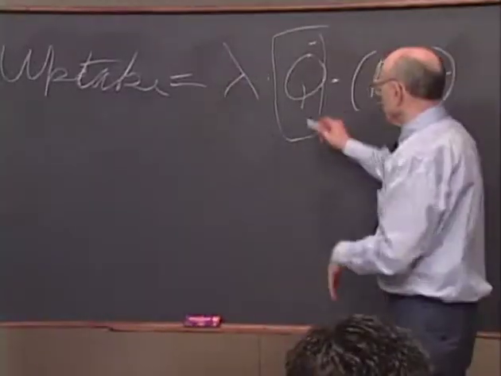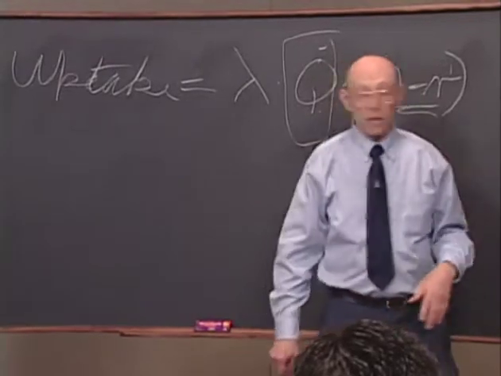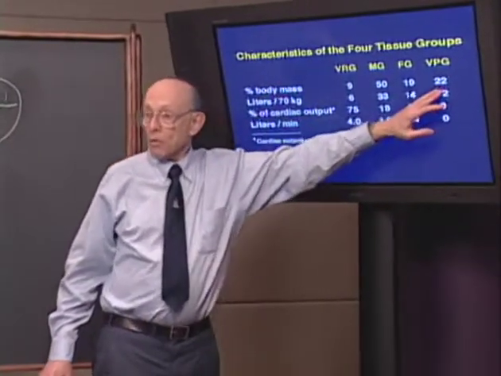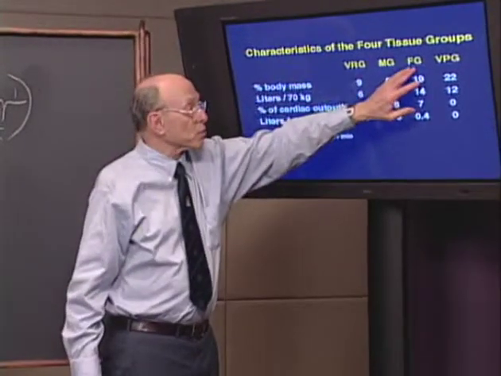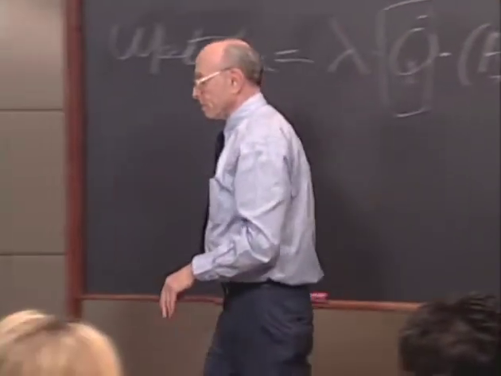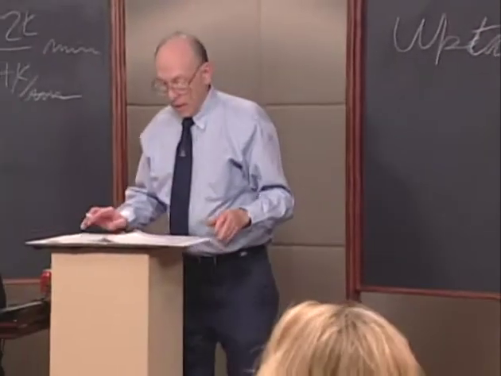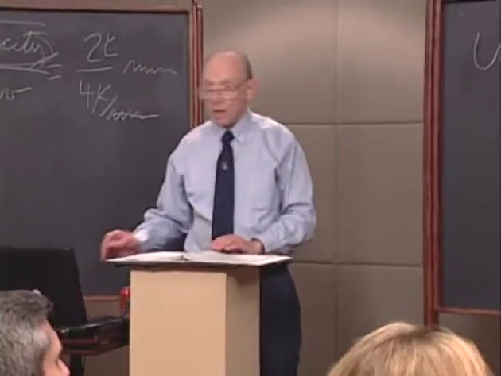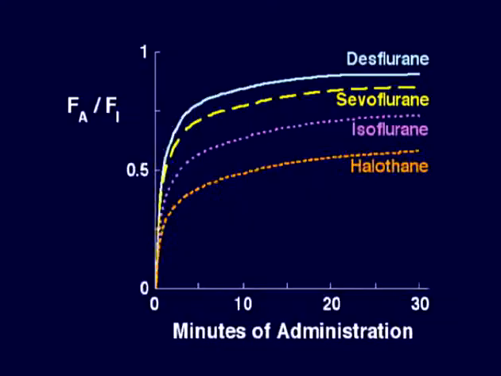Zero, right. No flow, no uptake. So even though they make up nearly a quarter of the body mass, they don't contribute to the process. And the only tissue groups we need to consider are the fat group, the muscle group, and the vessel-rich group. And a consideration of this is what explains the shape of the curves.